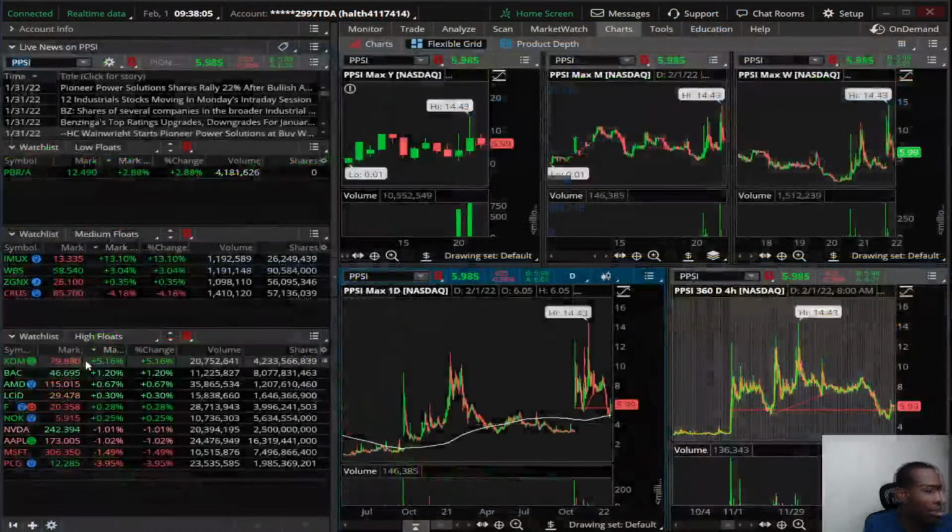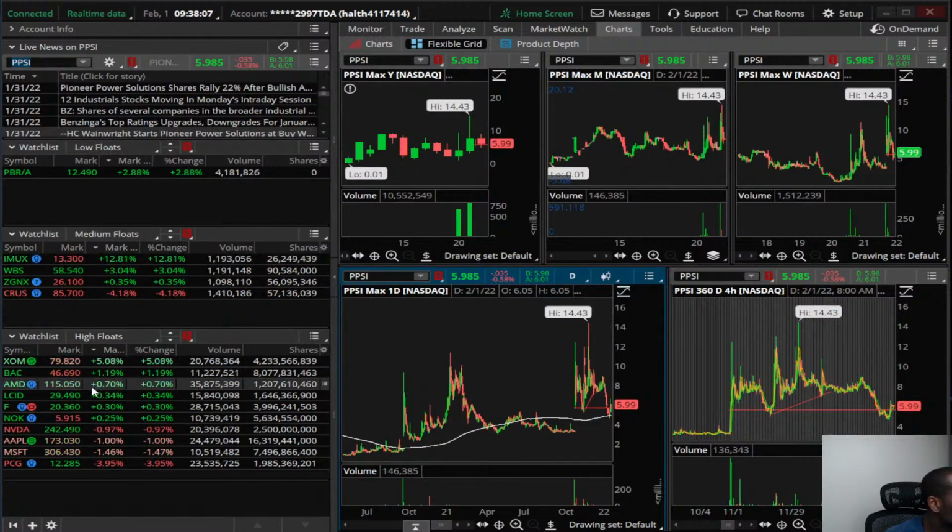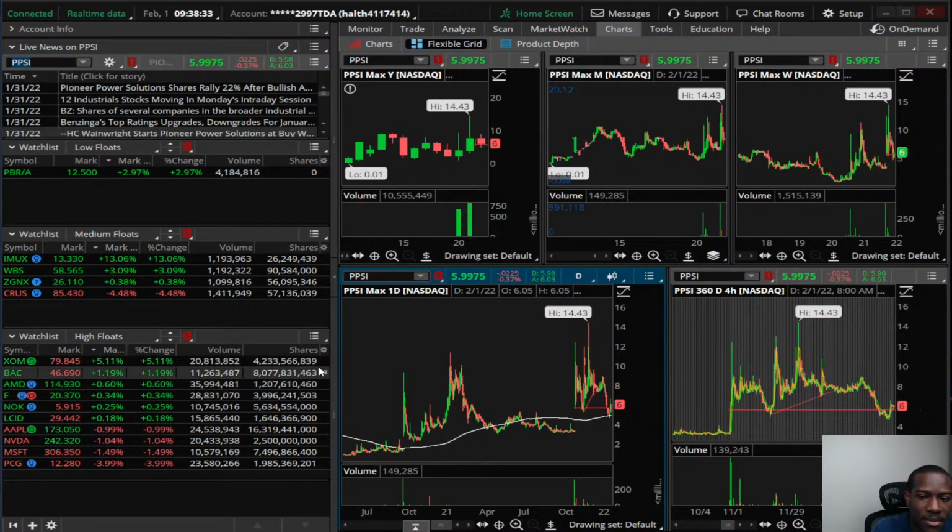Okay, so let's jump over here to the scanners. What happened to UPS? Oh, it just doesn't have a bunch of volume. That's why it's not on this scanner. Okay. One Life, One Chance says short UPS. Yeah, it is quite extended. It's definitely not in a buy area. Probably gonna pull back later on in the day.